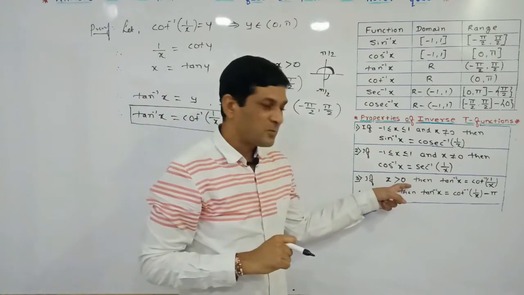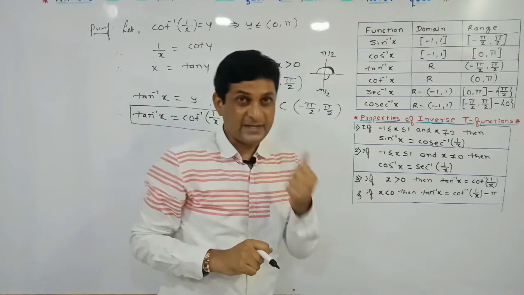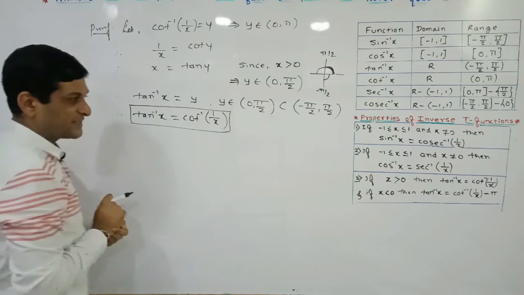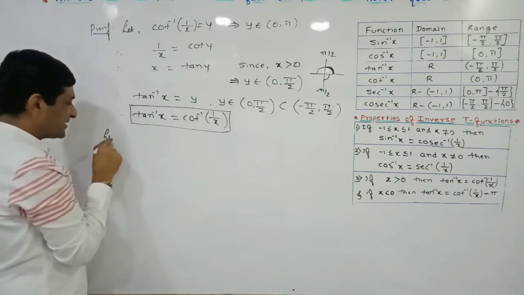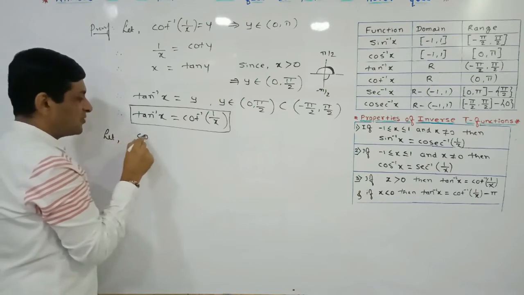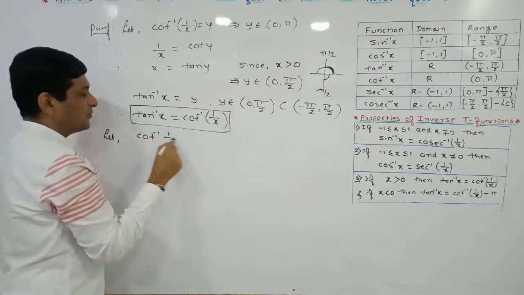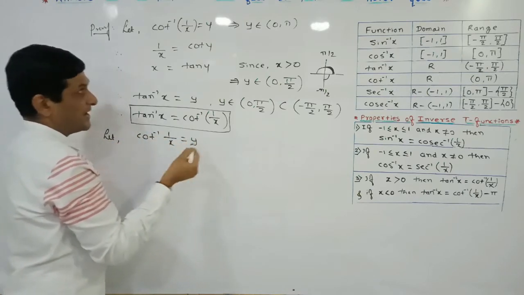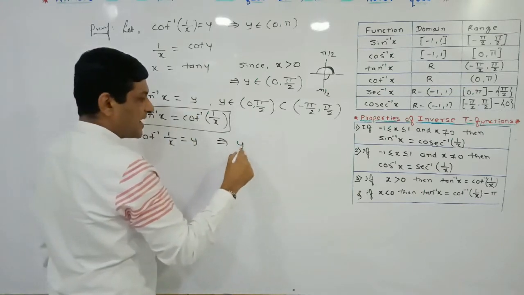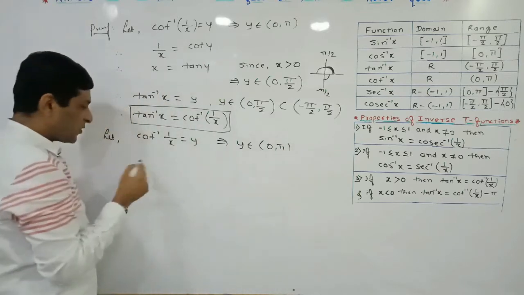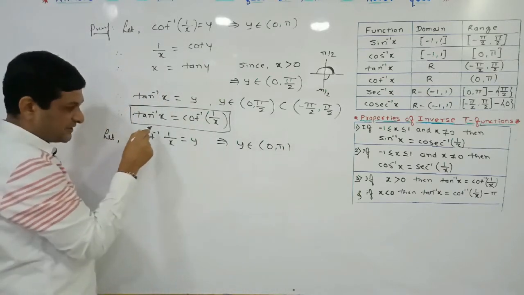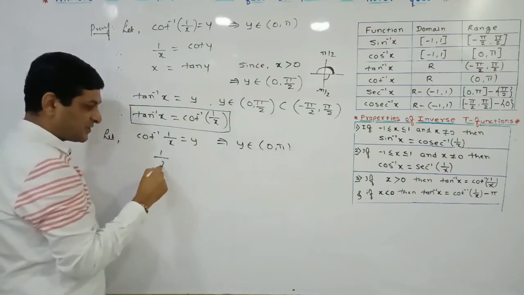In the second part, what is the given condition? X is less than 0. Let us see what we'll get if x is less than 0. Again we are repeating the same method here. So let us suppose that the value of cot inverse of 1 by x will be equal to y. Then again it implies that y belongs to 0 to pi. Now taking cot on both sides, on this side cot and cot inverse will get cancelled, we will get 1 by x.